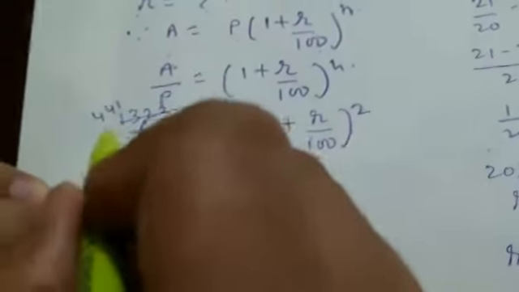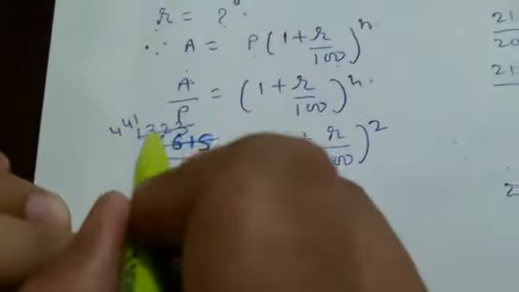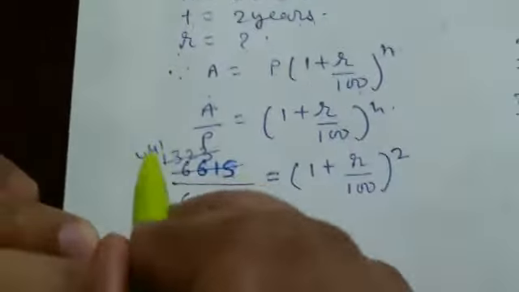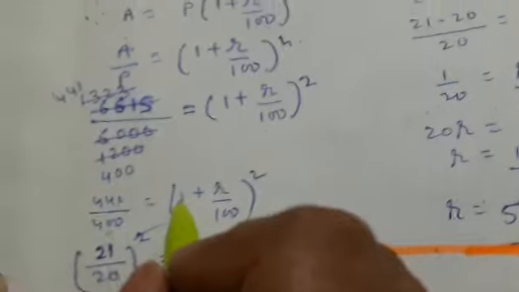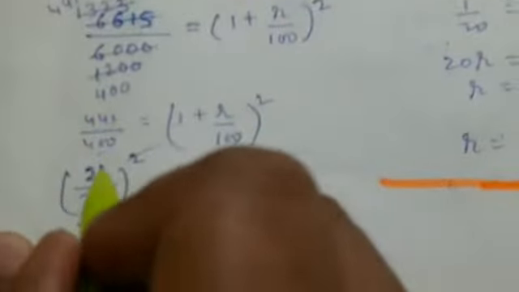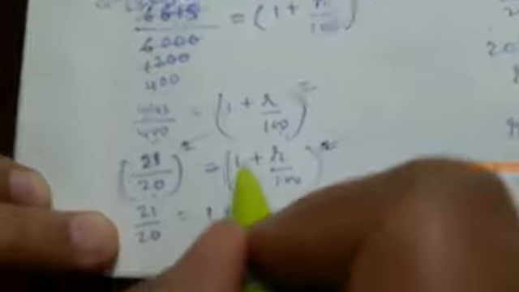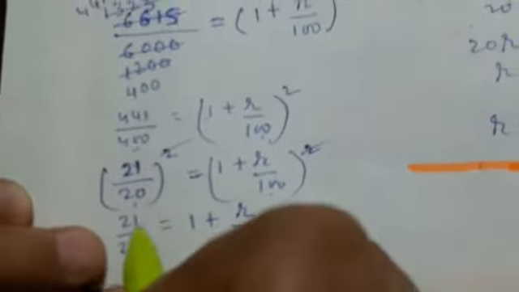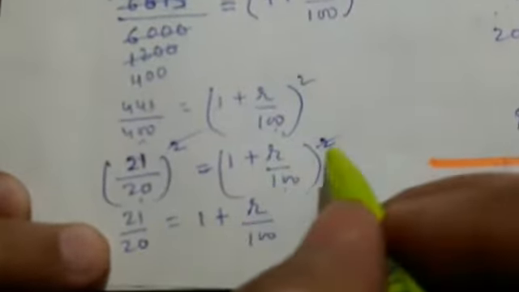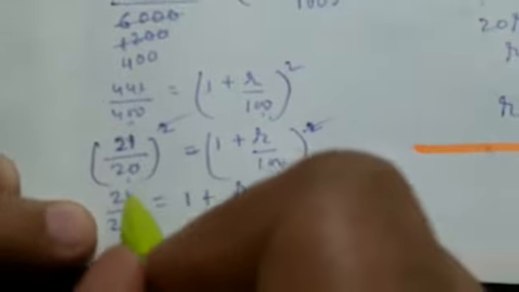3 4 ja 100, and here 3 4 ja 12, 3 4 ja 12, and 3 1 ja 3. So we will get 441 by 400, that is equal to (1 plus r by 100) power 2. Now 441 is the square of 21 and 400 is the square of 20. We'll write down (21 by 20) power 2 is equal to (1 plus r by 100) power 2. The 2 and 2 will cancel out, so 21 by 20 is equal to 1 plus r by 100.